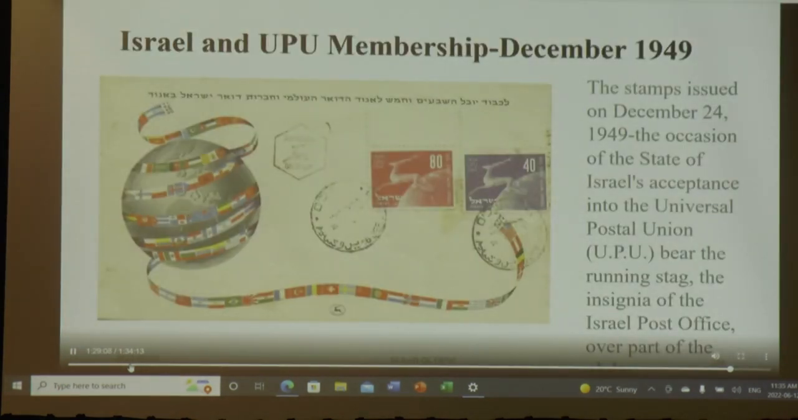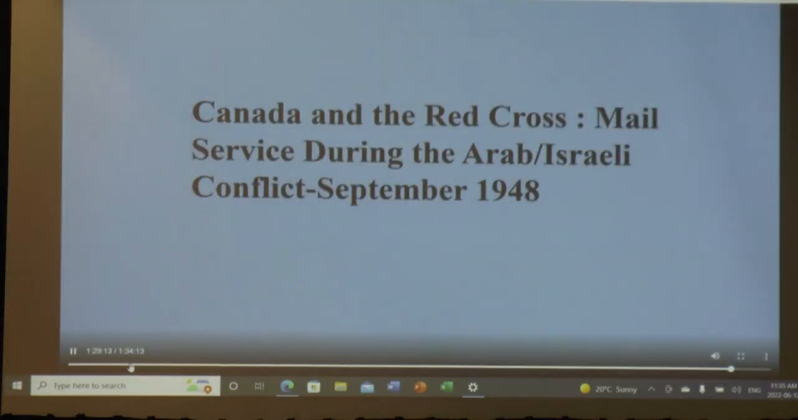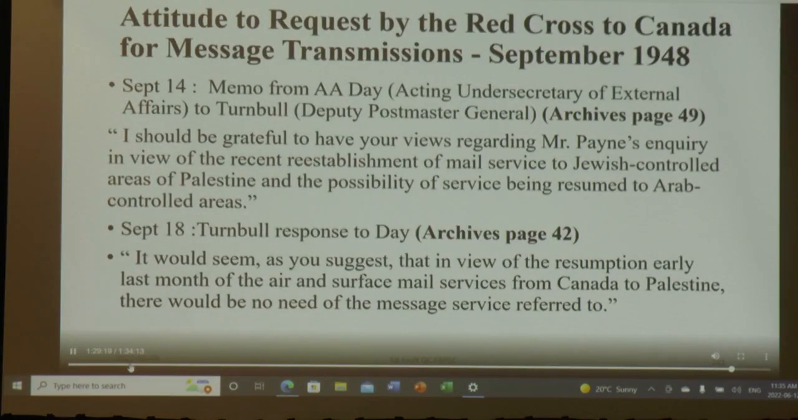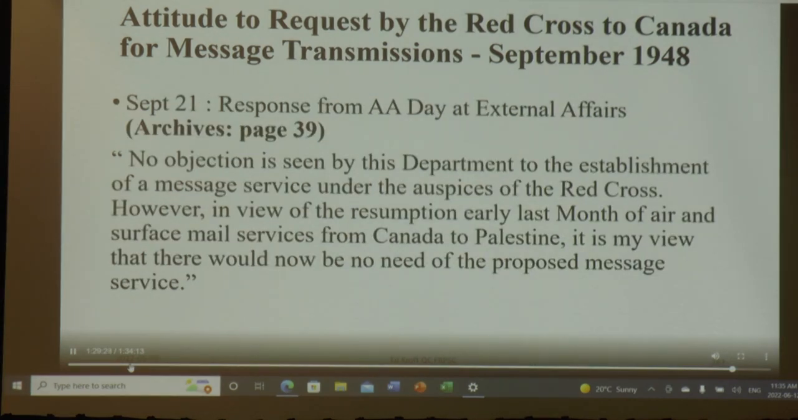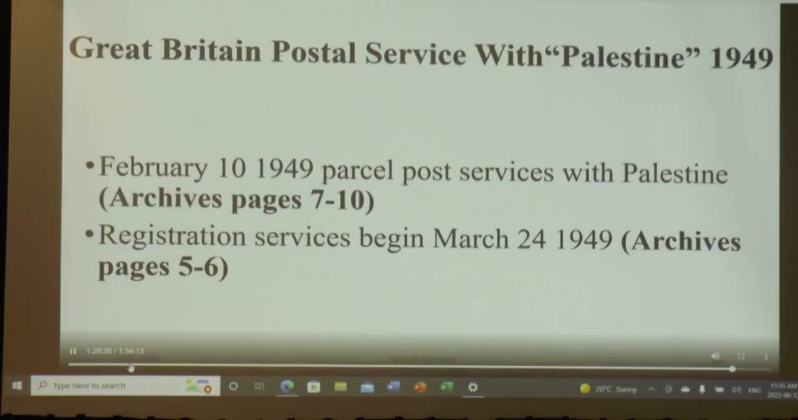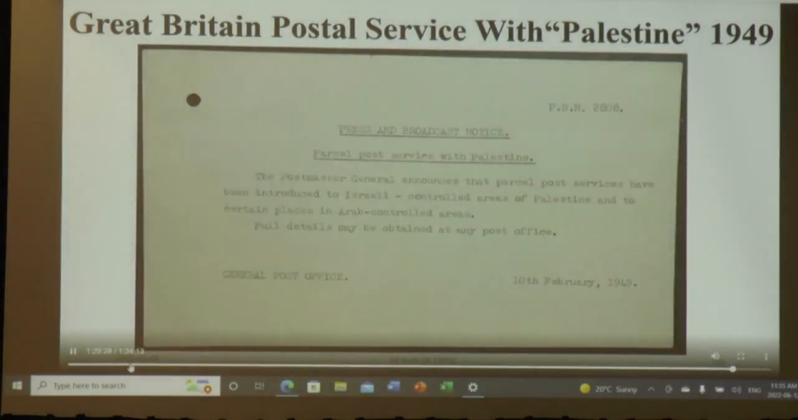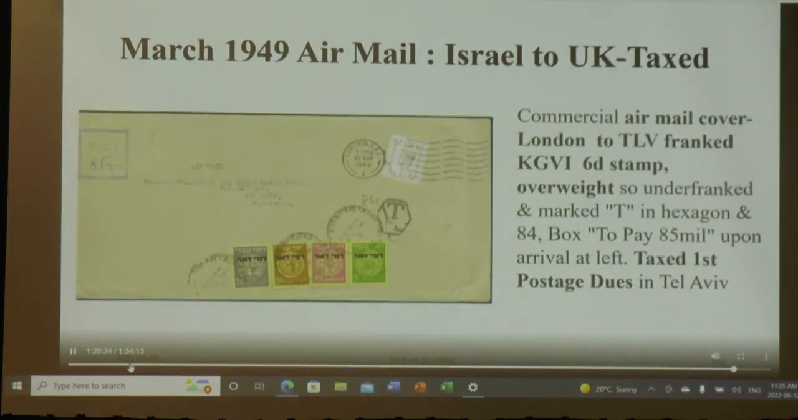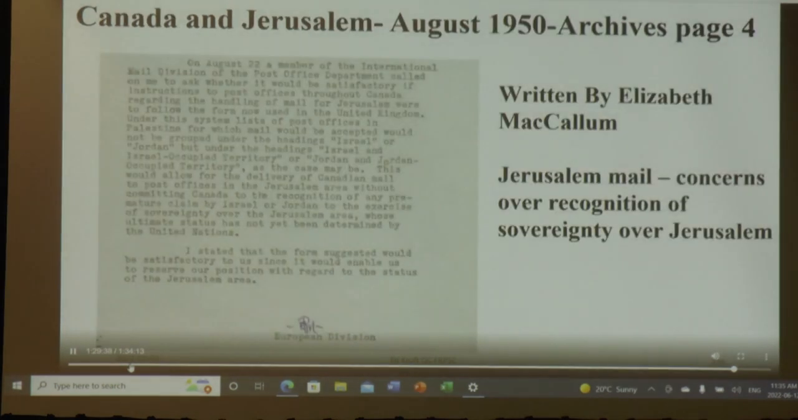I'm just going to quickly move through things right now and finish off here. There's the December 1949 acceptance of the UPU. I mentioned the Red Cross. This is the correspondence with the Red Cross, where Canada said, we don't need your help in delivering mails to POWs because we have mail service. So Britain ends up creating mail service with Israel finally in 1949. There is still reference in mail to Palestine.